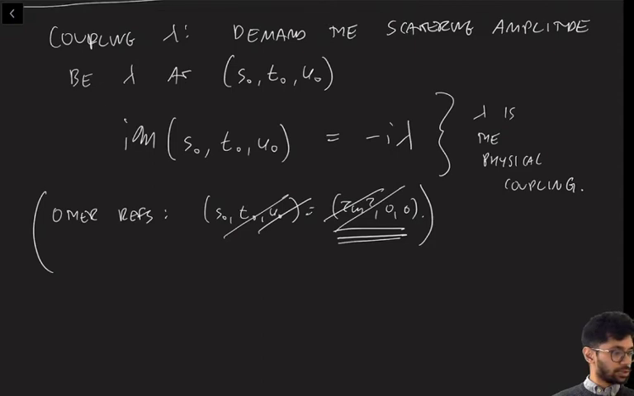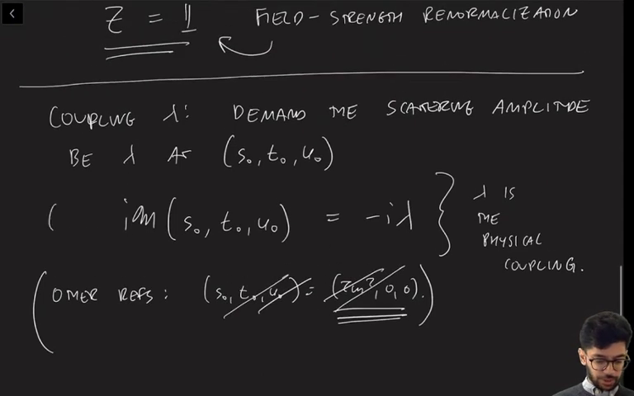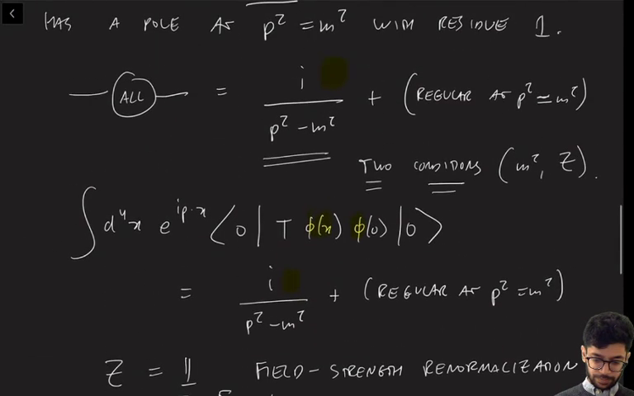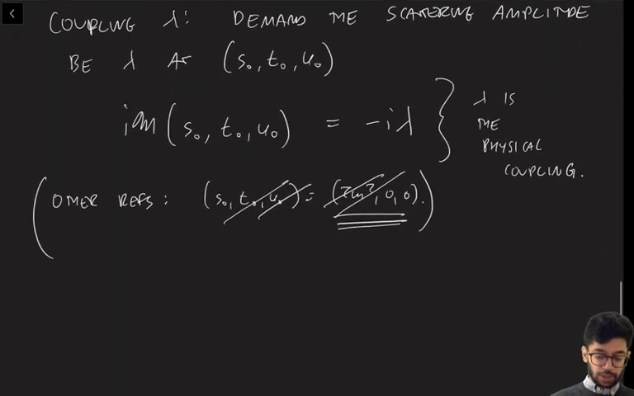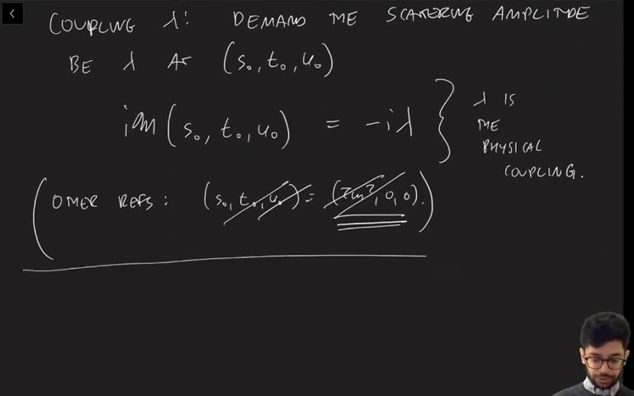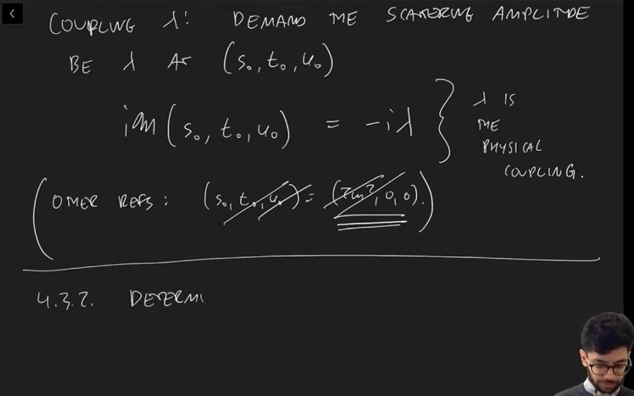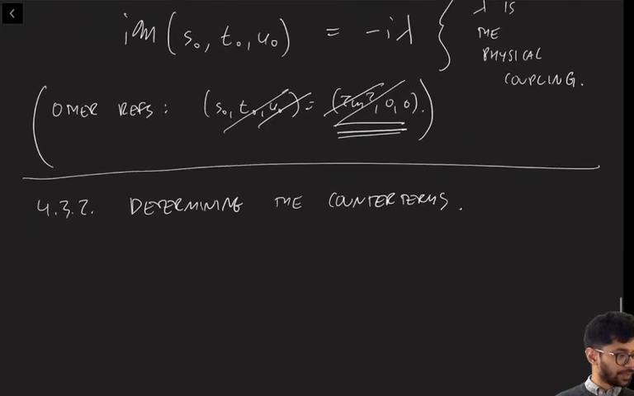Okay. So next what we're going to do is use these renormalization conditions, in particular this condition and the earlier one, to determine the value of the counterterms. All right. Here's section 4.3.2, determining the counterterms. Okay. So we use the renormalization conditions.